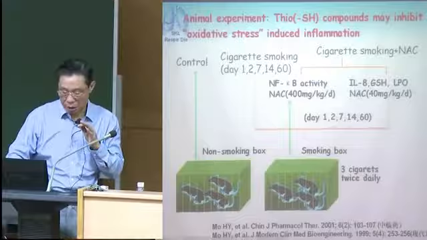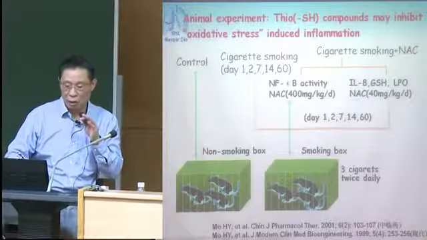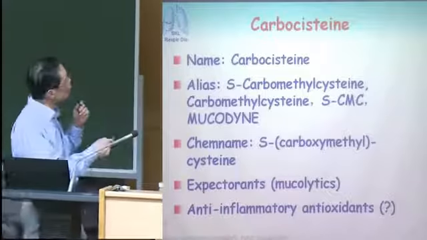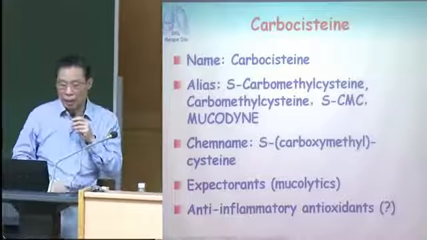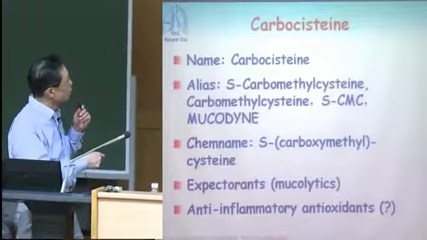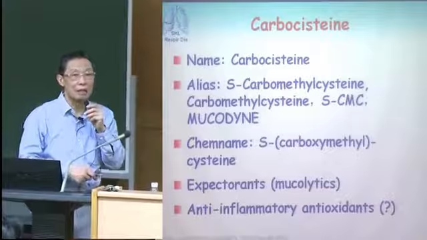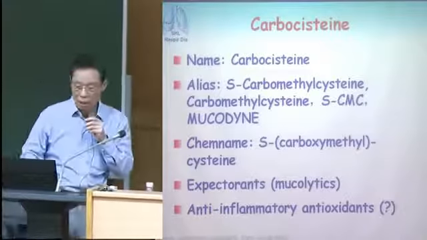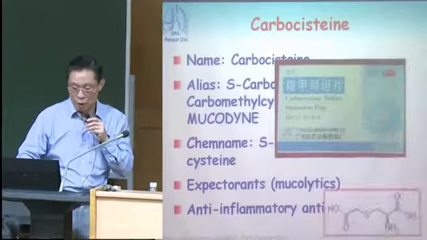Of course, some scientists had also done some clinical work. But we tried one called carbocysteine, 羧甲司坦. This also contains a thiol group. It used to be an expectorant, a mucolytic, the 祛痰剂. But now we use that as an antioxidant agent in the clinical part. This is produced by Bai Yunshan.